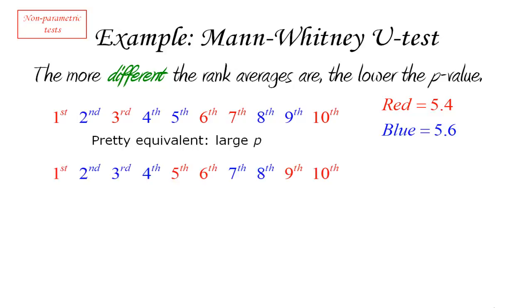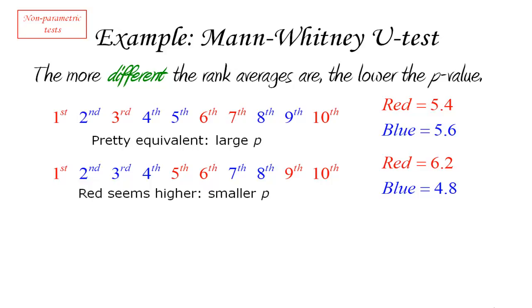Now let's look at this situation. Now they're still mixed up, right? But you can tell here that the red ones are starting to go to the top of the heap, right? They start getting into the high positions, the 9th and the 10th, and maybe even the 5th and the 6th, while the blue tend to be more on the lower side. If we compute the mean ranks, in fact, the red turns out to be 6.2, the blue 4.8. Now there's starting to be a more visible difference. So most likely the p is going to start getting smaller.